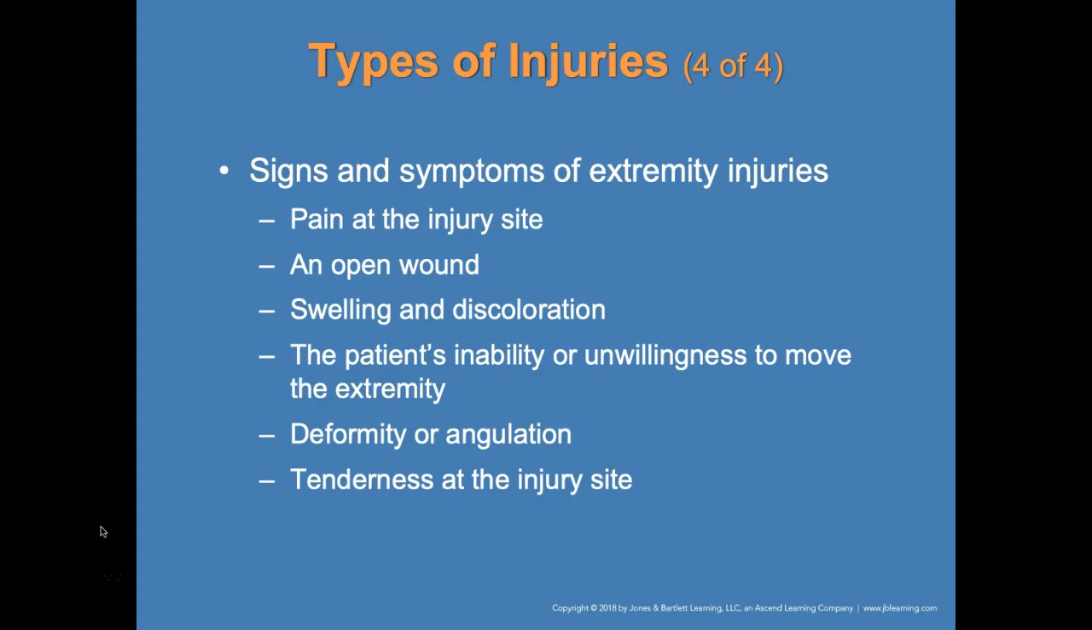We're going to see the patient's inability or unwillingness to move the extremity. Might see deformity or angulation. Angulation would be where, if we're talking about our forearm, it's supposed to be a straight bone there. If it's not straight like it's supposed to be, that's angulation. Also might be tenderness at the injury site.